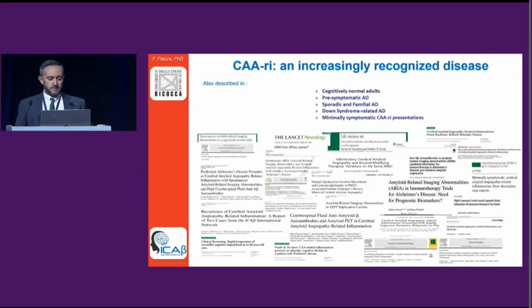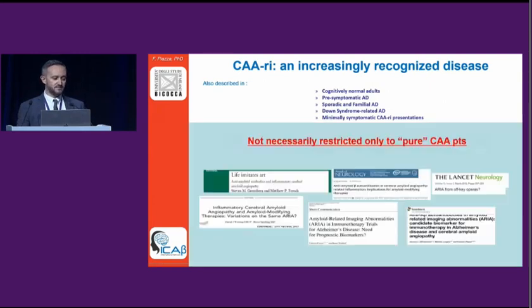In the subsequent years, CRI became an increasingly recognized disease, so probably it is not so rare, and it has been found also in cognitively normal older adults, in pre-symptomatic and genetic AD, and sporadic AD, including minimally symptomatic CRI patients, compared to previous findings where there were only very dramatic and severe presentations. So CRI is maybe not necessarily restricted only to pure CAA patients.